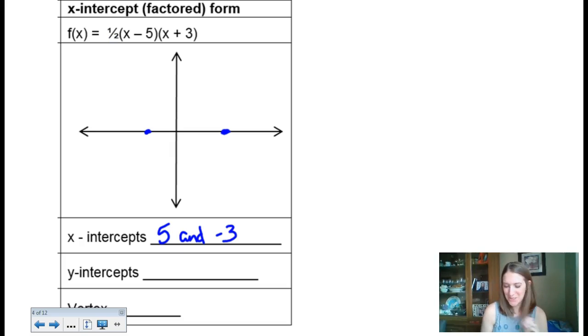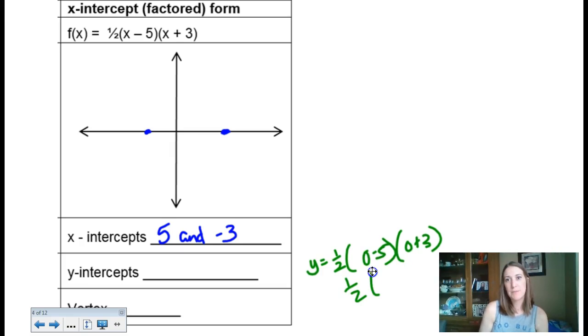Next thing I have to find is the y-intercept, which I can't easily identify. I have to do a little bit of work. Y-intercepts are when your x is substituted in as a 0. So 1/2 times 0 minus 5 times 0 plus 3. So let's see, that's 1/2 times -15. So it'd be like -7.5. So like down here.